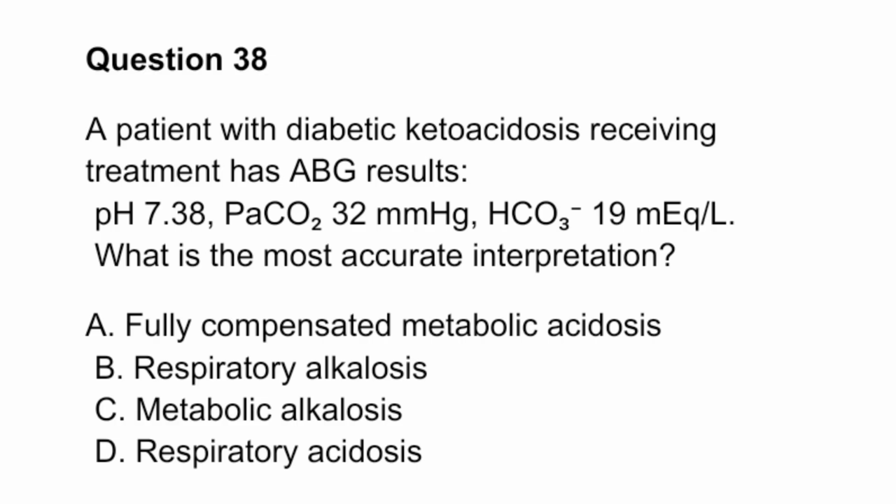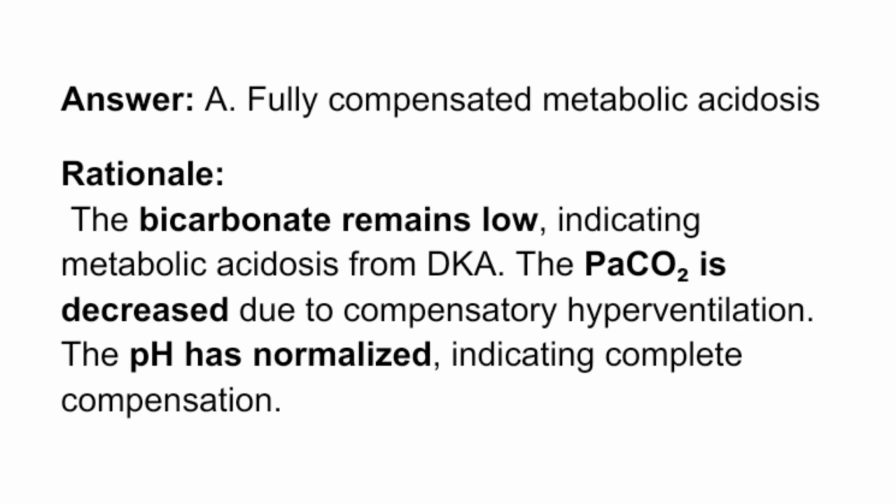Question 38. A patient with diabetic ketoacidosis receiving treatment has ABG results pH 7.38, PaCO2 32 mmHg, HCO3- 19 mEq per liter. What is the most accurate interpretation? A. Fully compensated metabolic acidosis. B. Respiratory alkalosis. C. Metabolic alkalosis. D. Respiratory acidosis. Answer: A.